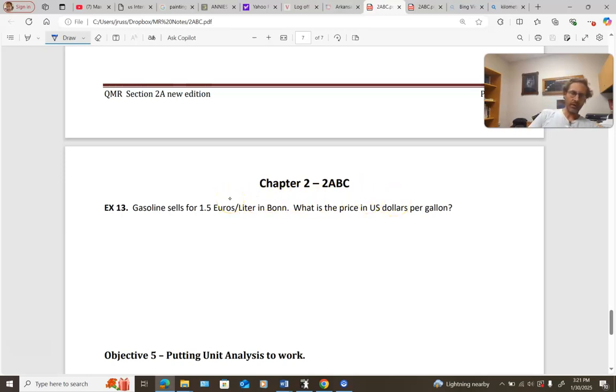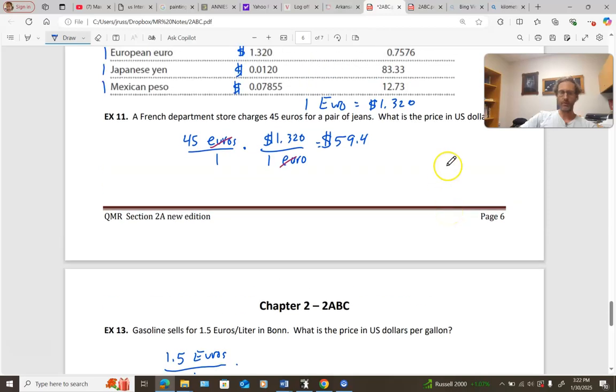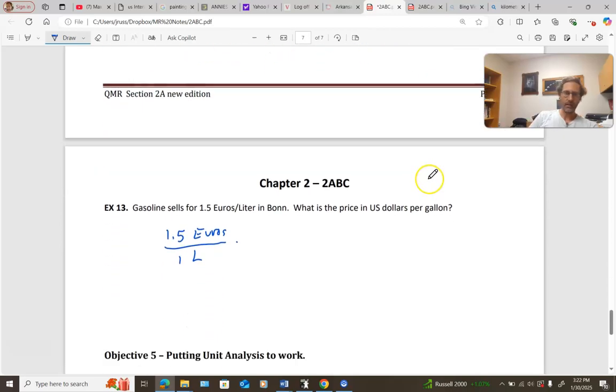All right, so what we're doing here, I'm going to start off with what I have. 1.5 euros per liter, so that means 1 liter goes in the denominator, and I'm using a capital L to denote liter. So I'm going to need a conversion factor. Now, this is a two-step problem because we're trying to convert euros to dollars and also liters to gallons. Well, we already saw the conversion factor for euros to dollars. This was given to us above, so I'm going to rewrite it down here.